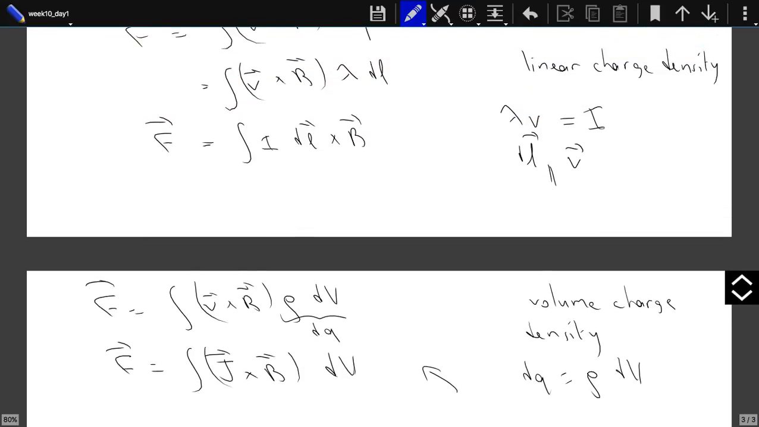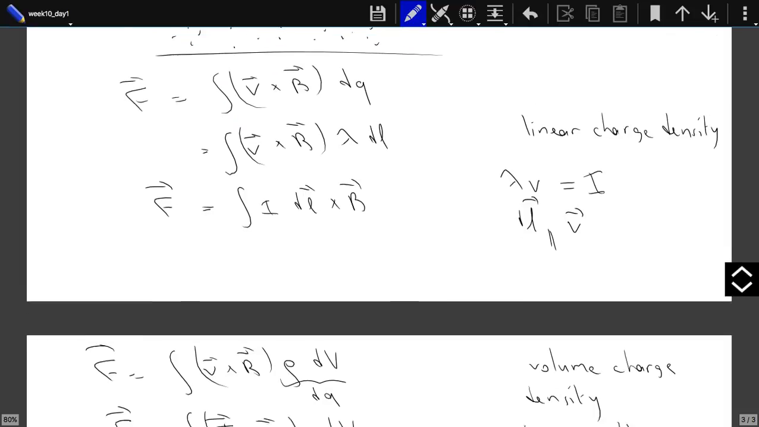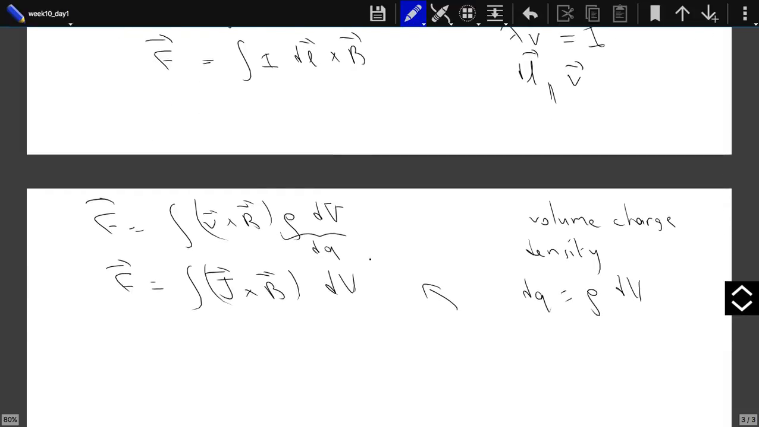Just keep in mind, I have a small v here and a capital V here. Small v is the speed or the velocity. The capital V is the volume.